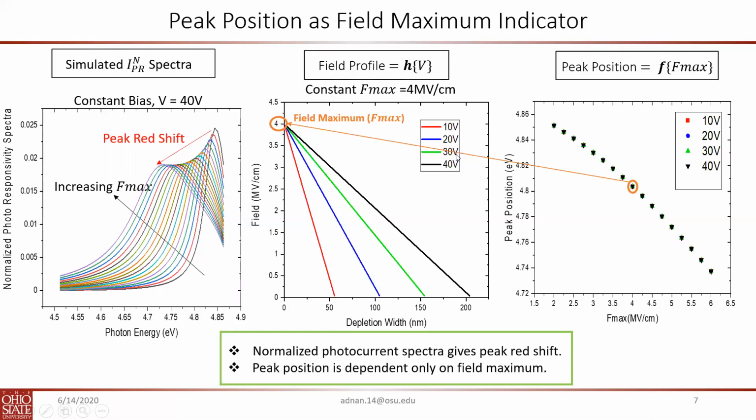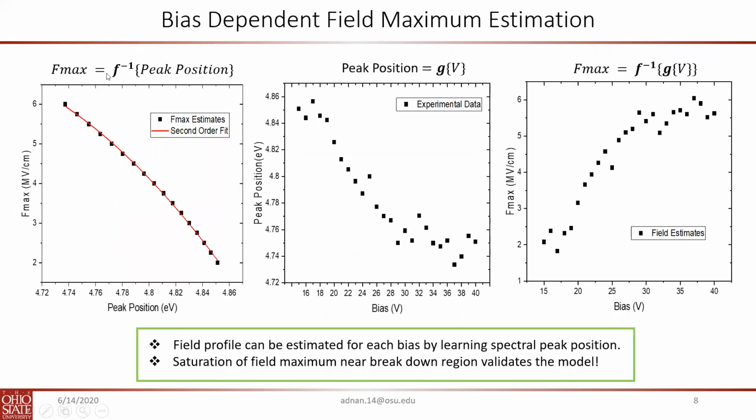We can also change the bias by changing the depletion width but keeping the field maximum constant, and thus get different field profiles. We can see that for different biases, the peak position comes out to be the same for a given field maximum. So we know that the peak position is only a function of field maximum. So we can actually create a transfer function that produces field maximum as a function of peak position.